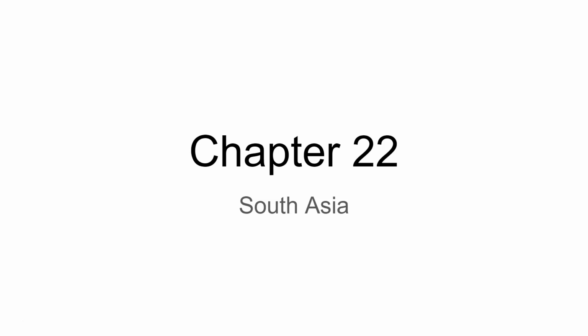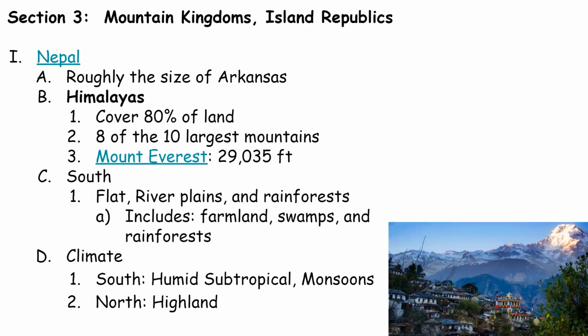So again, in this edition of Mr. Merrigan's Moments in Geography, wrapping up South Asia. So in your textbook for my students, the name of this section is Mountain Kingdoms and Island Republics, which is quite fitting. We're going to talk about two that certainly are very dominated by the Himalayas, and then we'll talk about the two island republics. So let's start with Nepal.